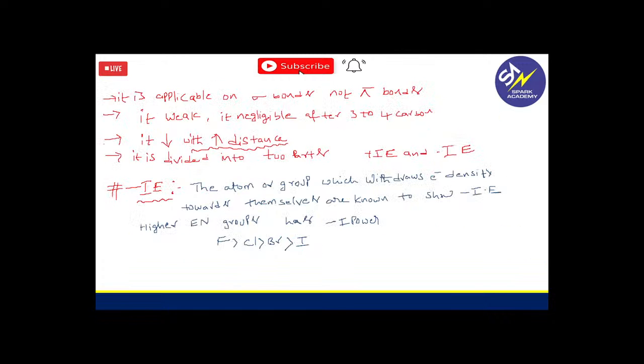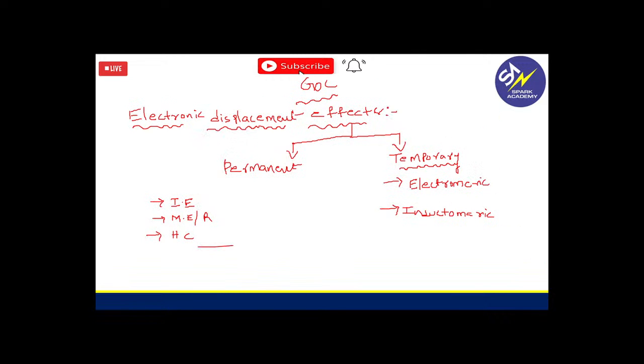Once again, today we are discussing general organic chemistry, in which the most important topic is electronic displacement effects. Most students get confused in electronic displacement effects. What is the use of electronic displacement effects? By knowing them, we can read where electron density is more and where electron density is less in a given organic compound.